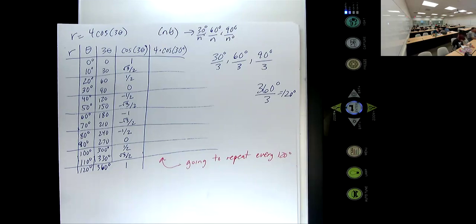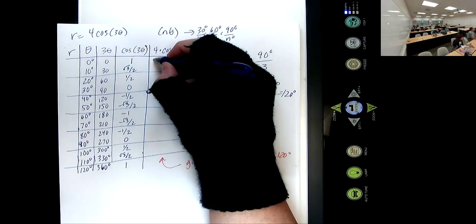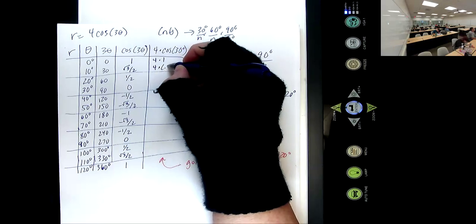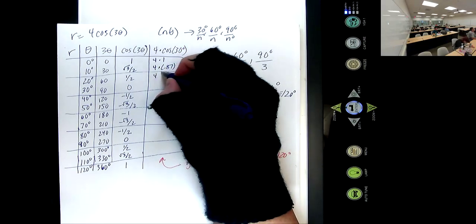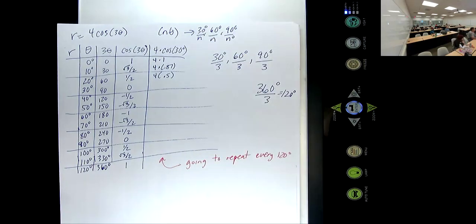We already did the calculator work on some of this. I'm gonna write this as 4 times 1, 4 times 0.87, 4 times 1/2, which is 0.5. Where was the 1/3? Oh, the 1/3 was after we did all the other work.